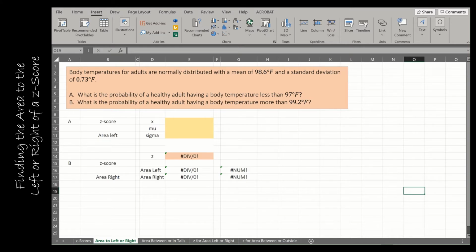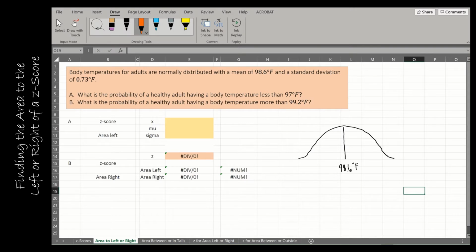Before we do that, I just want to make sure we're clear on exactly what's happening. Hopefully you got this from your certifications this week. But when I have a normal model, the mean of that normal model, in this case 98.6 degrees Fahrenheit, goes right in the middle. The standard deviation is sort of the ruler for how far away we can expect values to be.